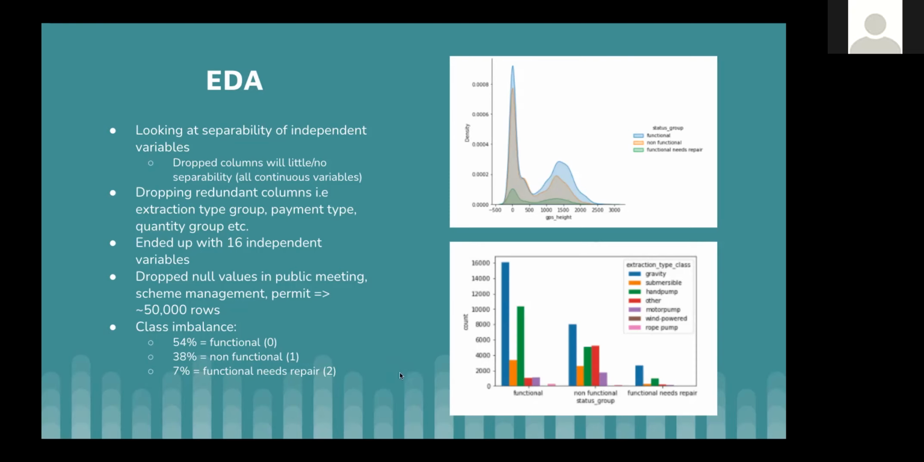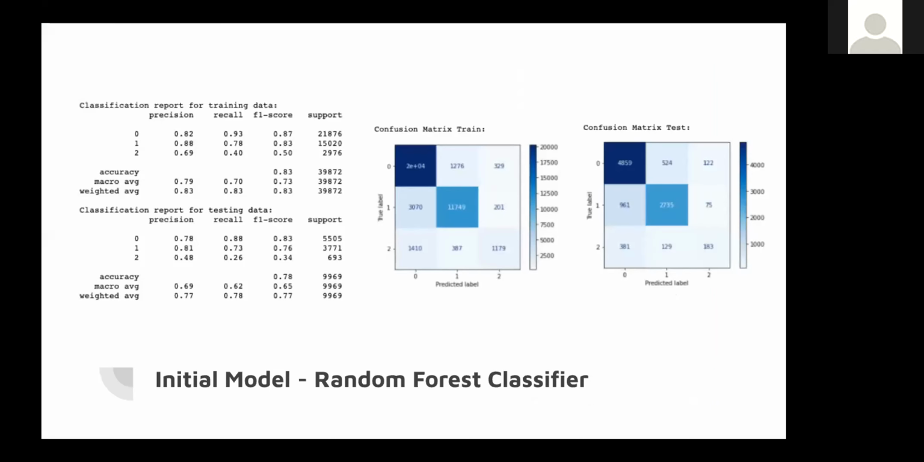Something else that I found was there was class imbalance in our data. Most of our data was on functioning wells, and only 7% was on wells that needed repair. I didn't do anything about this right away. I wanted to see how our initial model was doing. This is our initial model.